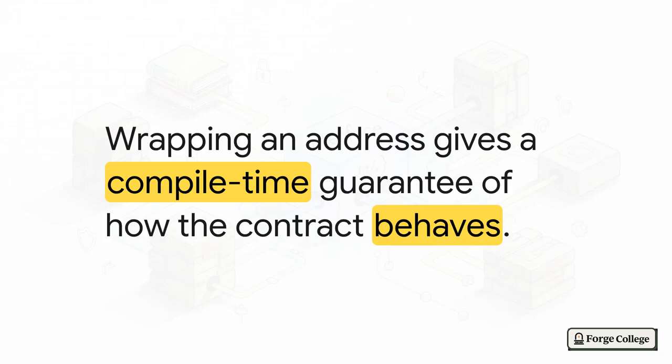Honestly, explaining this part always makes me smile because wrapping an address in the interface type like this gives us a wonderful ironclad compile-time guarantee. The compiler verifies beforehand that retrieve is actually a valid function and it knows exactly what to expect back. It prevents absolute runtime disasters and guarantees that the implementation behaves exactly as the blueprint promised. It really is an incredibly powerful feature of Solidity.